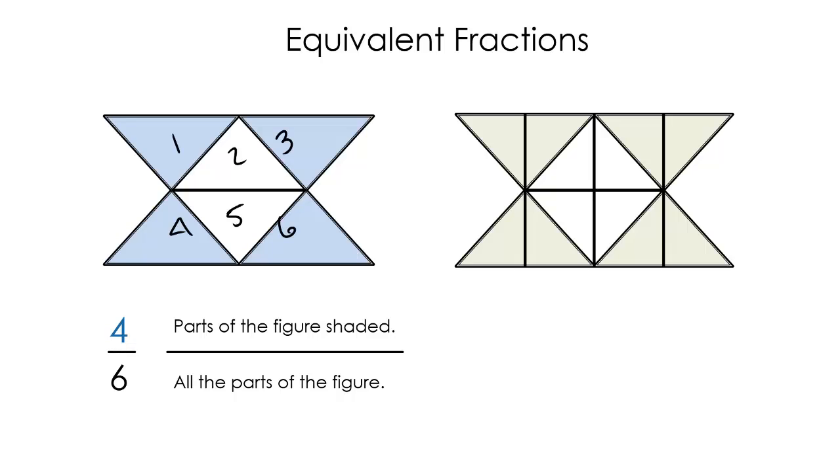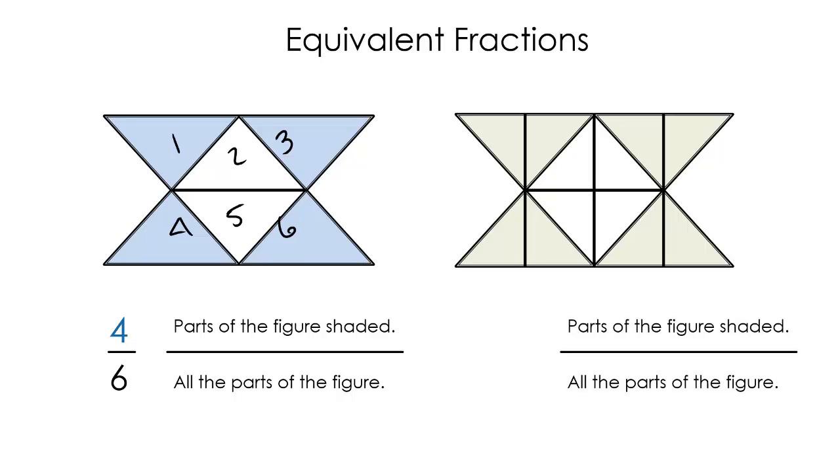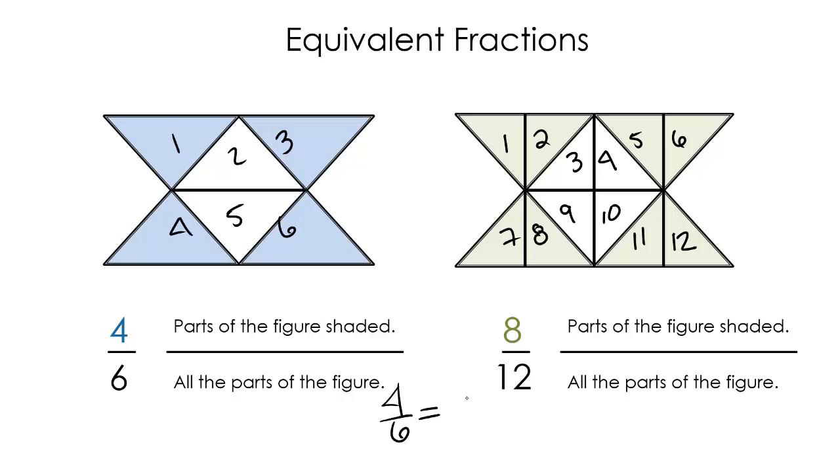Let's look at the second figure. The parts of the figure shaded over all the parts of the figure. In this case, we have 8 parts shaded, and a total of 12 parts in the figure. So we can say 4/6 equals 8/12.